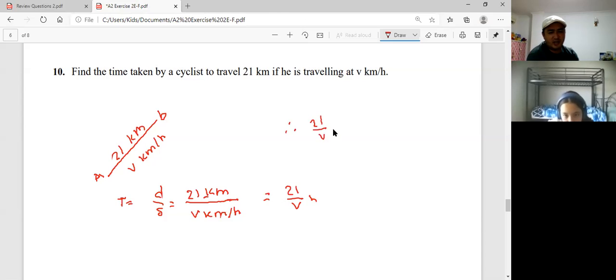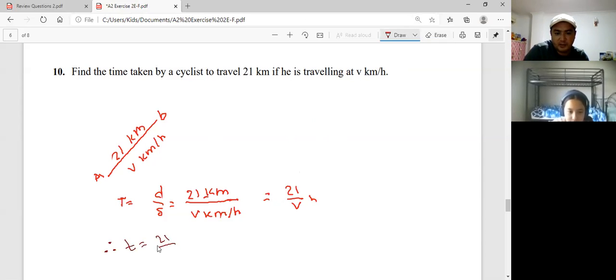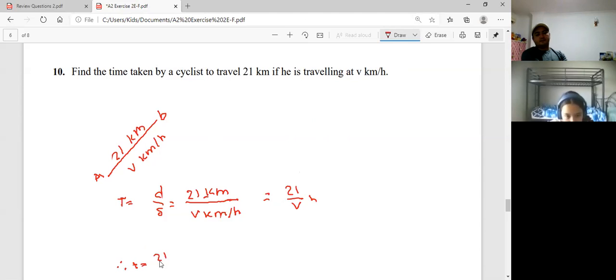Shahina, you need to write dot, dot, dot after this T in the last line. Okay, step by step. Not here. You did this work, right? Now here, write dot, dot, dot. T equals 21 over V hours.